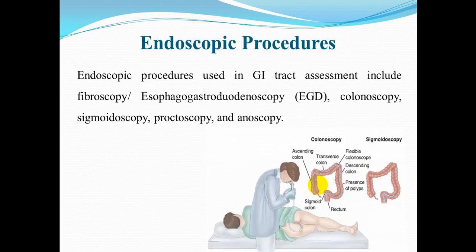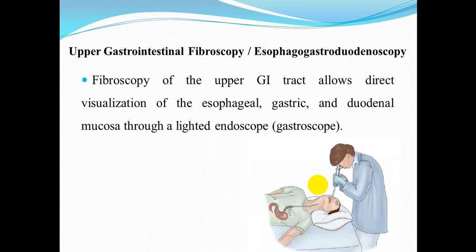Endoscope procedure. Endoscope procedures used in GI tract assessment include fibroscopy or esophagus gastroduodenoscopy, EGD, colonoscopy, sigmoidoscopy, proctoscopy and endoscopy according to area or location.